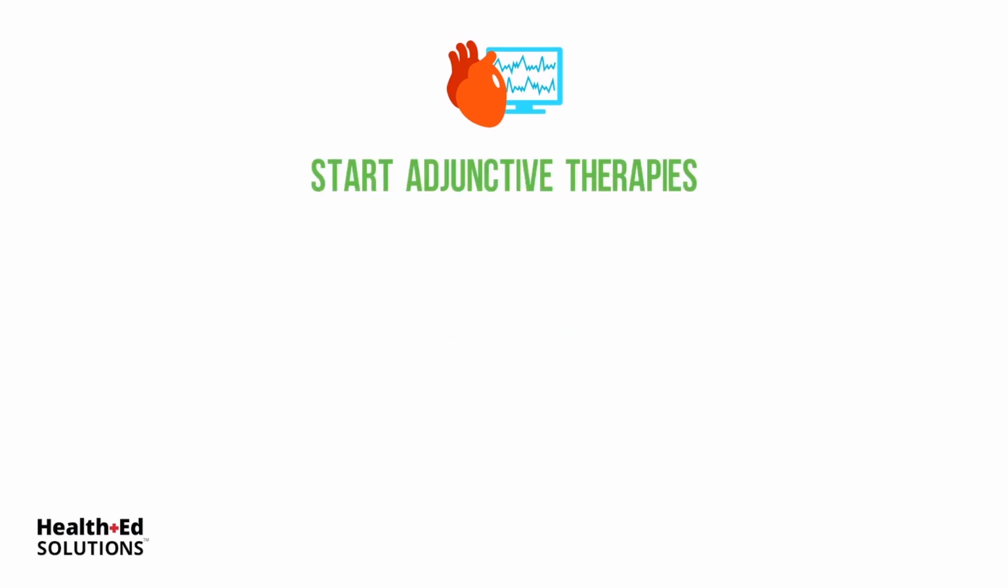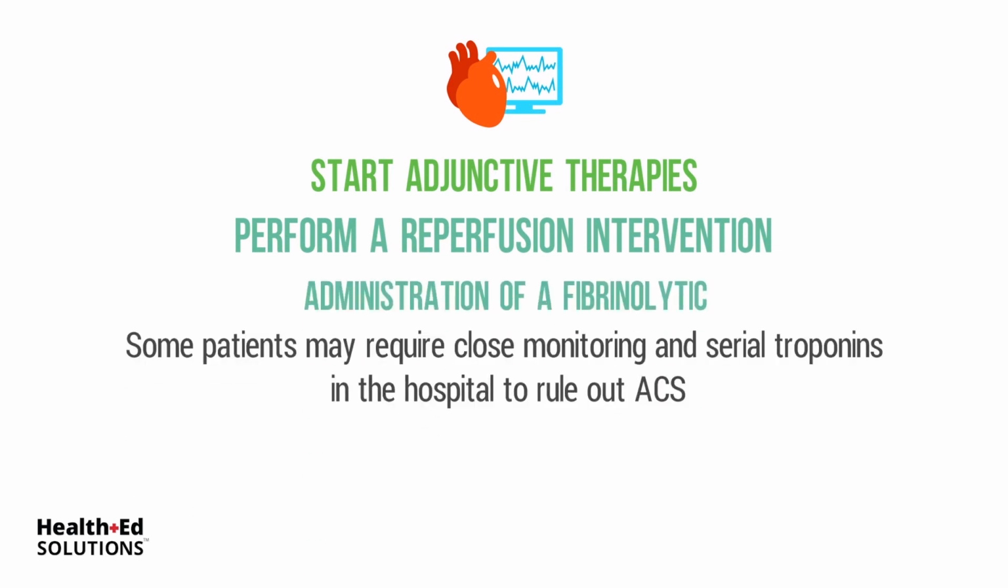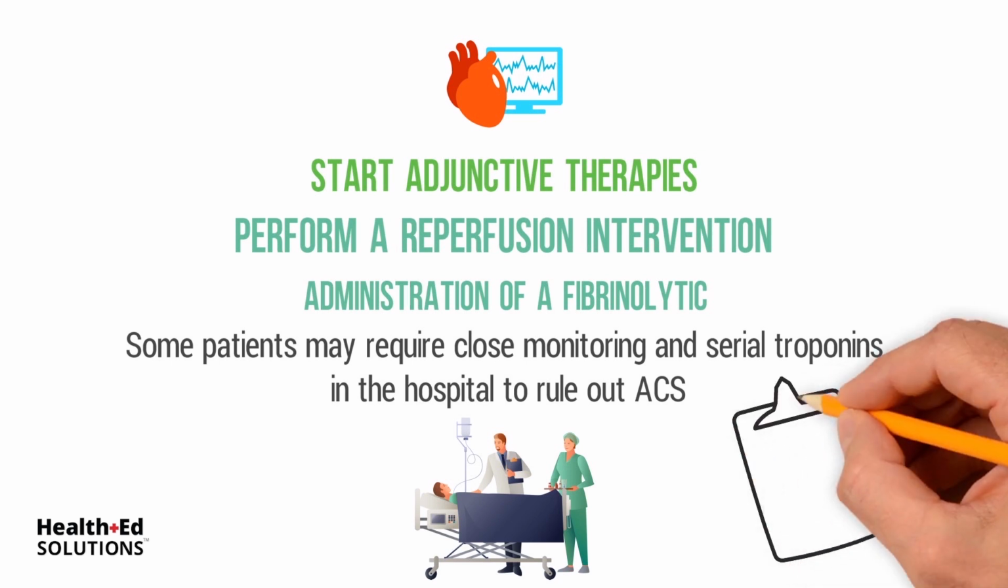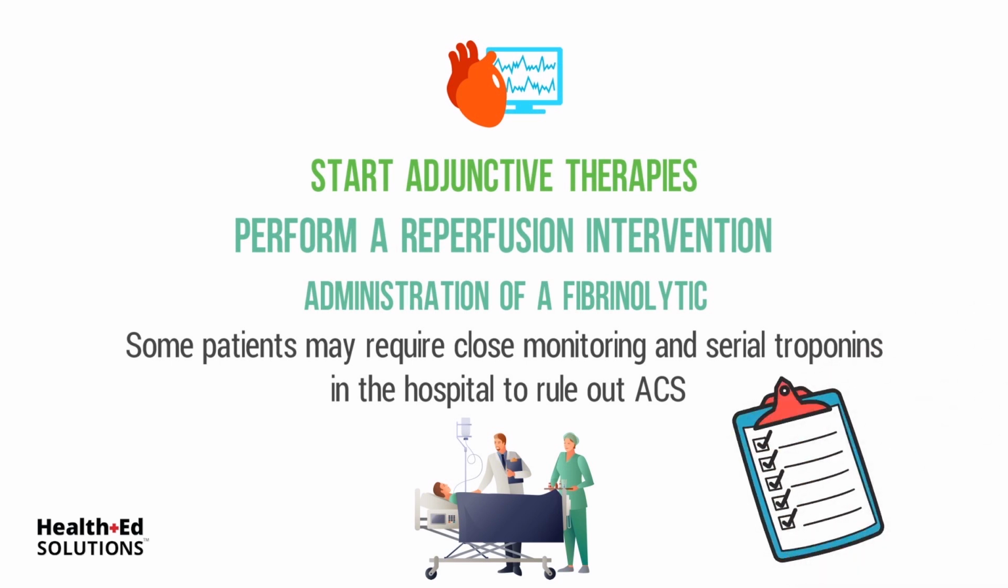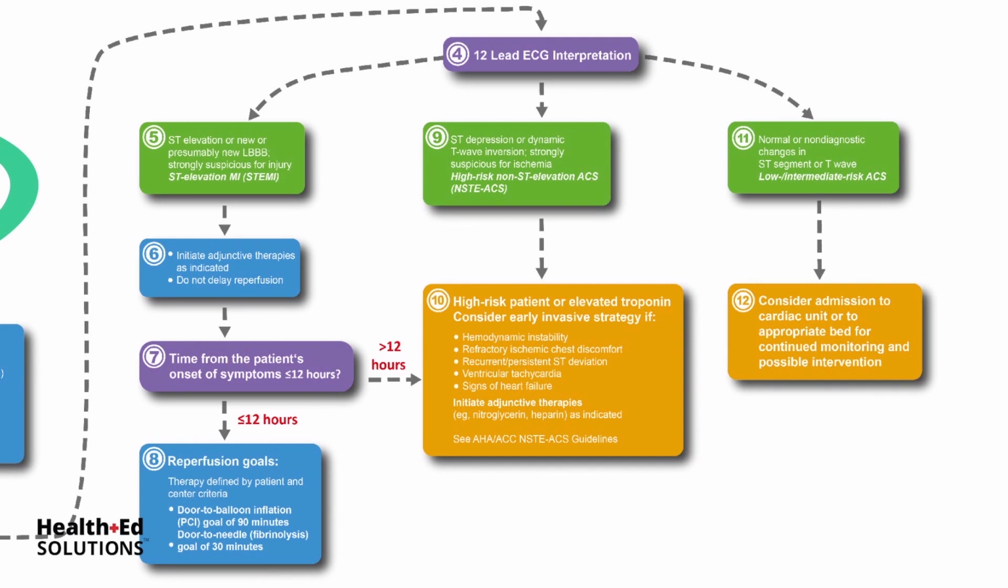Depending on the 12-lead ECG findings, responders may be guided to either start adjunctive therapies or perform a reperfusion intervention, such as administration of a fibrinolytic. Some patients may require close monitoring and serial troponins in the hospital to rule out ACS. A checklist is available to be used by responders to evaluate if the patient can undergo medical treatment by fibrinolysis. The ACS algorithm aims to triage patients based on patient symptoms and signs and interpretation of the 12-lead ECG.